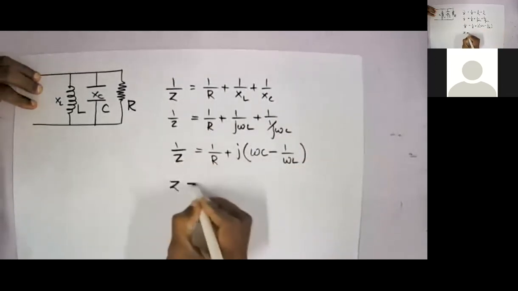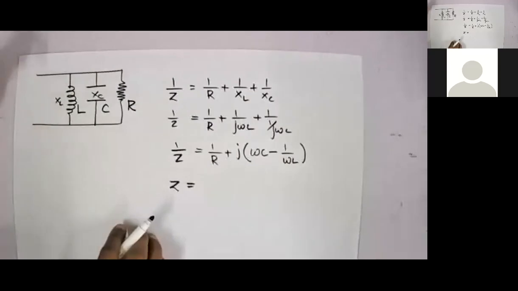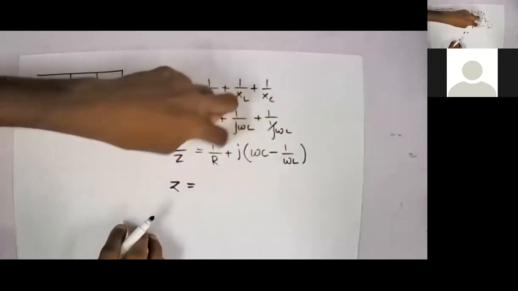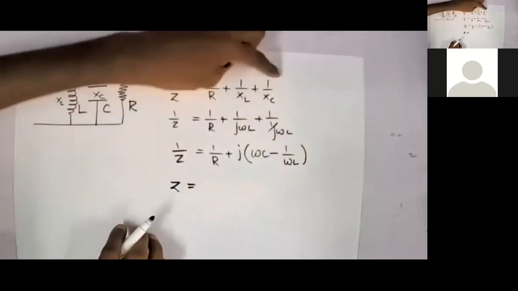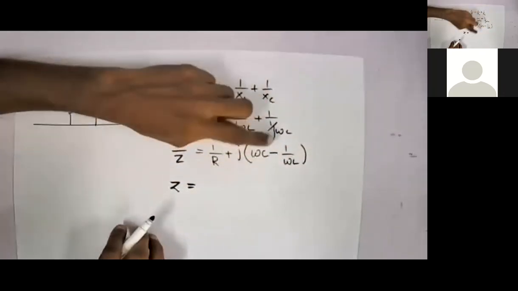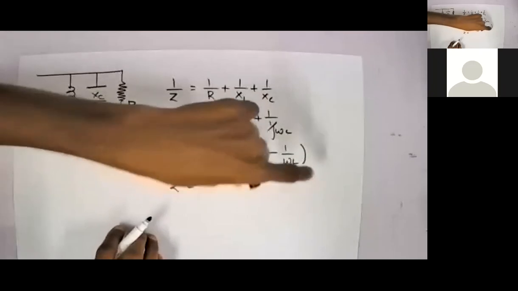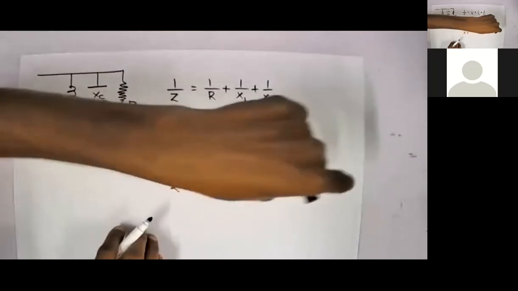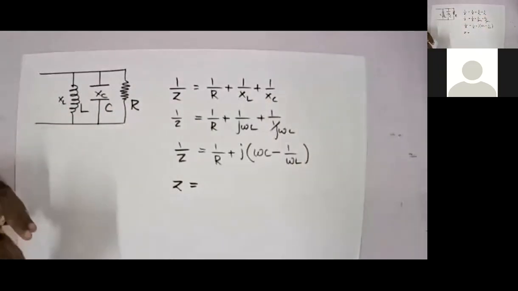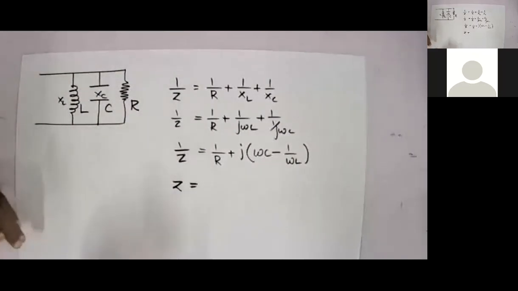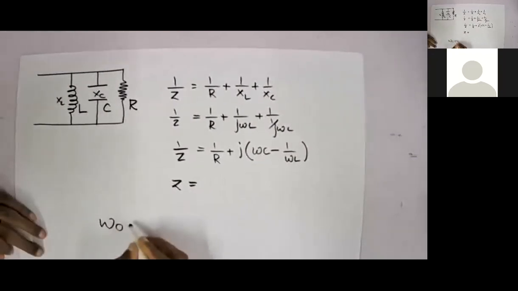So what will be your Z? Yes, the inversion of this. You have to invert this and then multiply using complex conjugates to get a complex number, and equate the imaginary part of that complex number to 0. So you will get the resonance frequency omega naught.